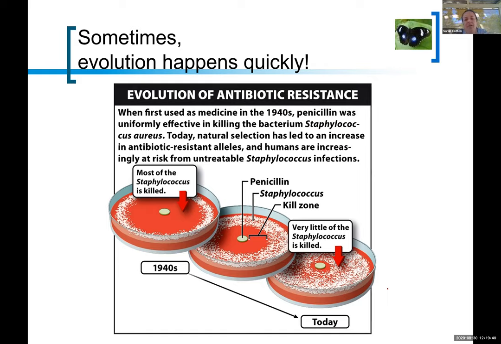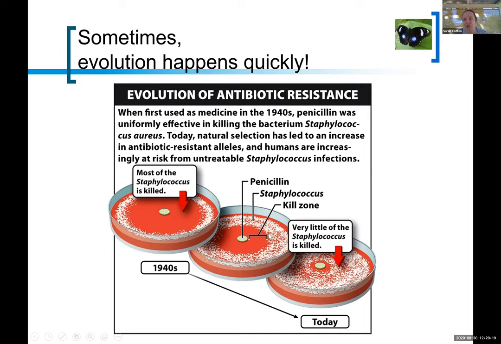Okay. Now here's the problem with antibiotics. As it turns out, we've discovered that over time, they become less and less effective, right? And it's not that anything has changed within the penicillin itself. What has changed is the bacteria, okay? So if you expose Staphylococcus, a type of bacteria, to penicillin in the 1940s, right, we have this huge death zone, right? So most of the Staphylococcus is killed, a very wide distance away from where you place the penicillin, okay?